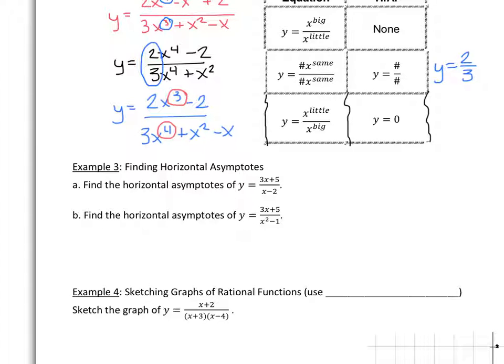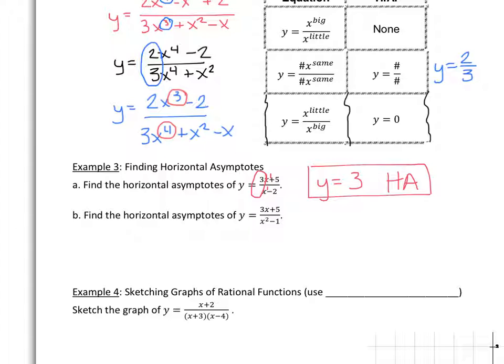So let's use this on example 3. Find the horizontal asymptotes of y equals 3x plus 5 over x minus 2. Are the degrees the same or different? They're the same because they're both a 1, an assumed 1. So we're going to take the numbers in front, which is 3 over 1, which reduces to just 3. That's your horizontal asymptote for that one.